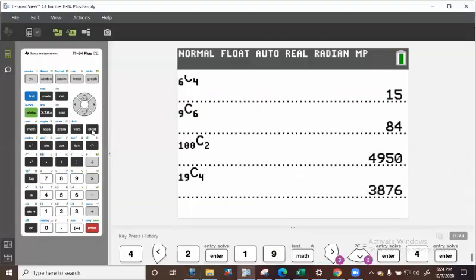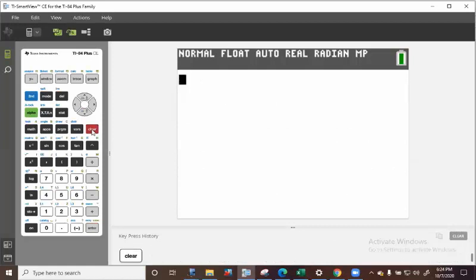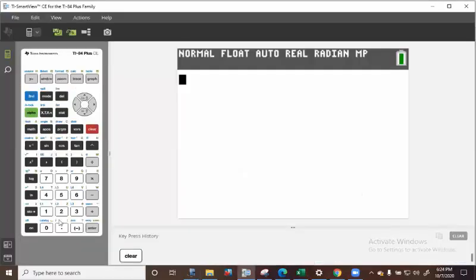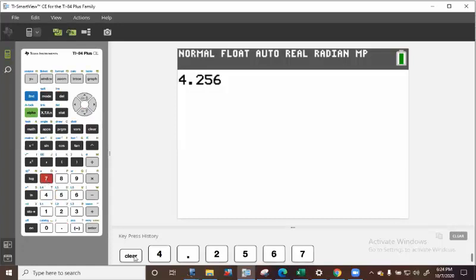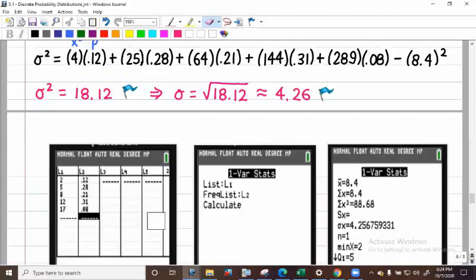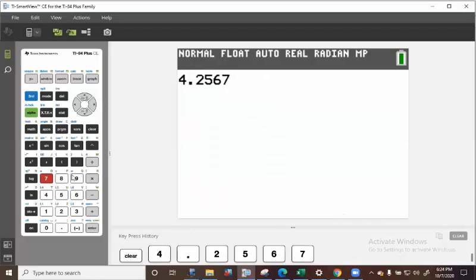I'll tell you what I'll do. Let me clear these combinations from last week. So 4.256759, I'll just stop there. 4.256, I already forgot what it used to be. 759. I'll just do them all. You don't have to do them all really, but I'll just show you. 59331. And then you hit the x squared key.